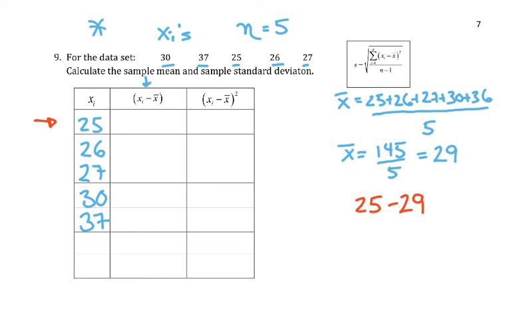So if you're doing this in your calculator, as soon as you do that, then go ahead and square it. And that's 16. Then 26 minus 29, that's -3. Go ahead and square it. That's 9. 27 minus 29, -2. Square it. 30 minus 29 is 1. 1 squared is 1. And 37 minus 29 is 8. Square it. And now we want to see what the totals are.